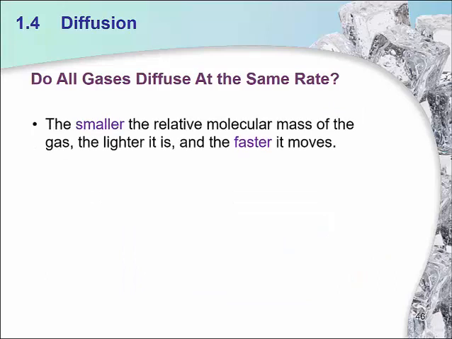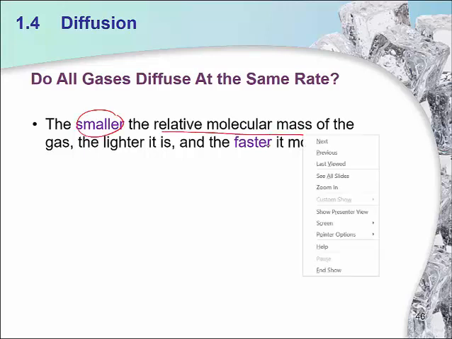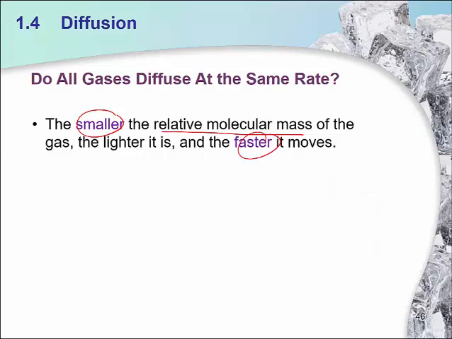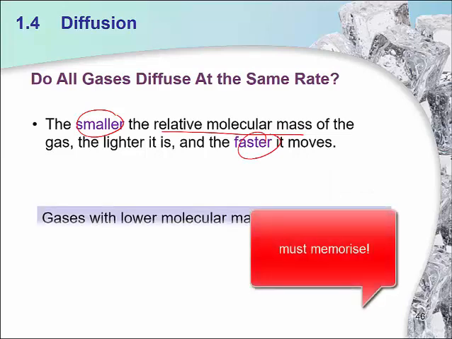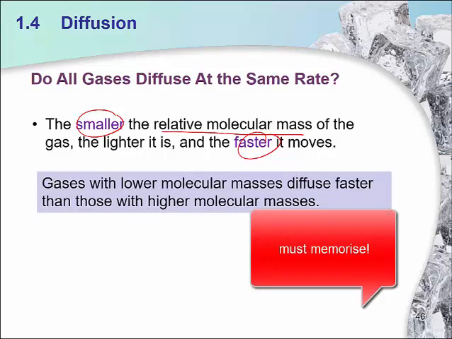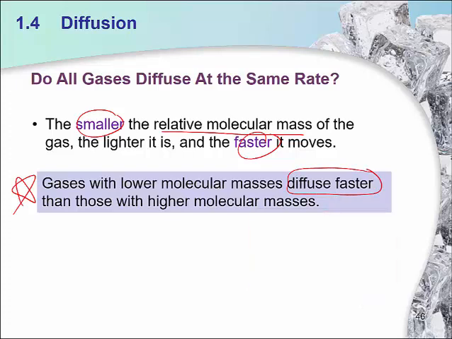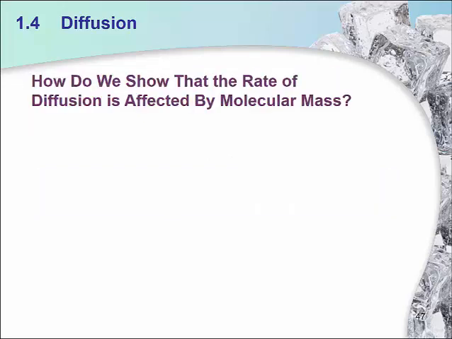The smaller the relative molecular mass of the gas, the lighter it is and the faster it moves. So the keyword is smaller relative molecular mass, faster it moves, diffuses faster. So memorize this. Gases with lower molecular masses diffuse faster than those with higher molecular masses. It's similar to a person with a lower mass, a lighter mass, can run faster than a heavier person.